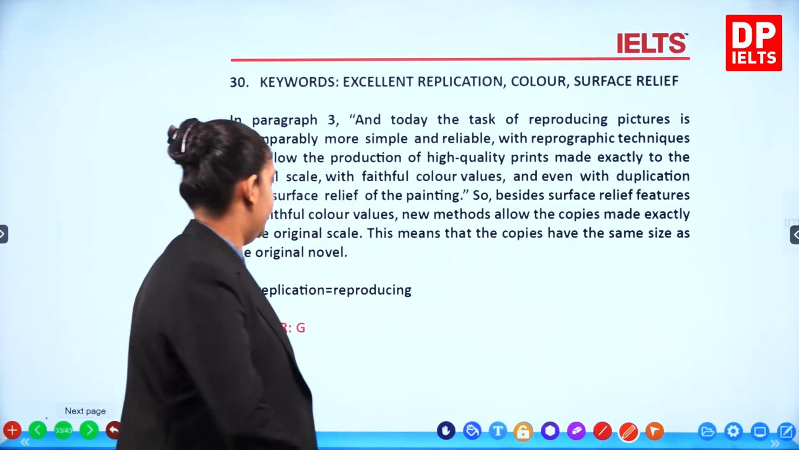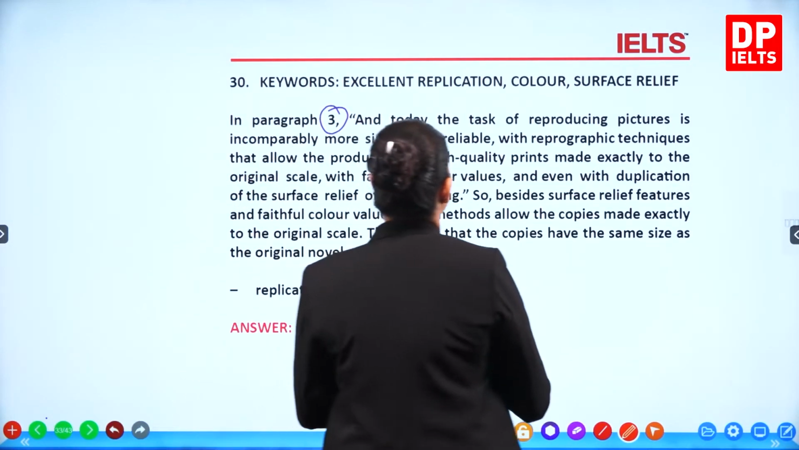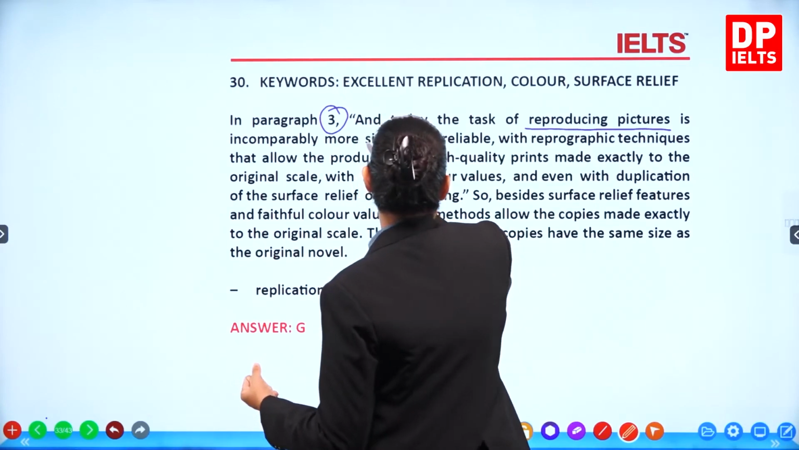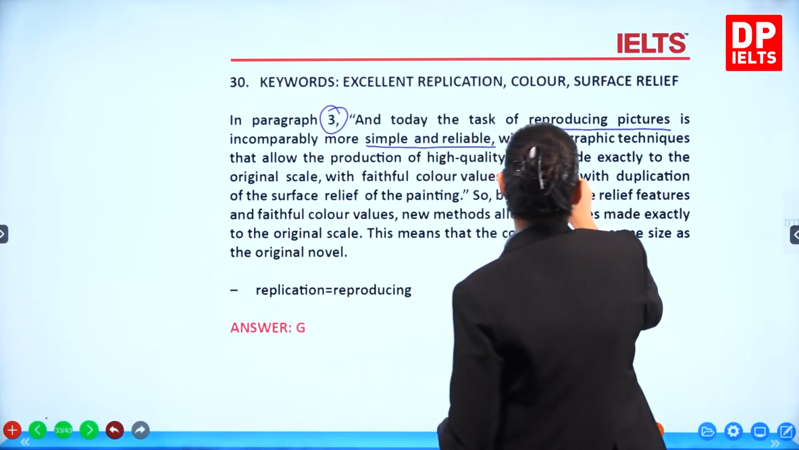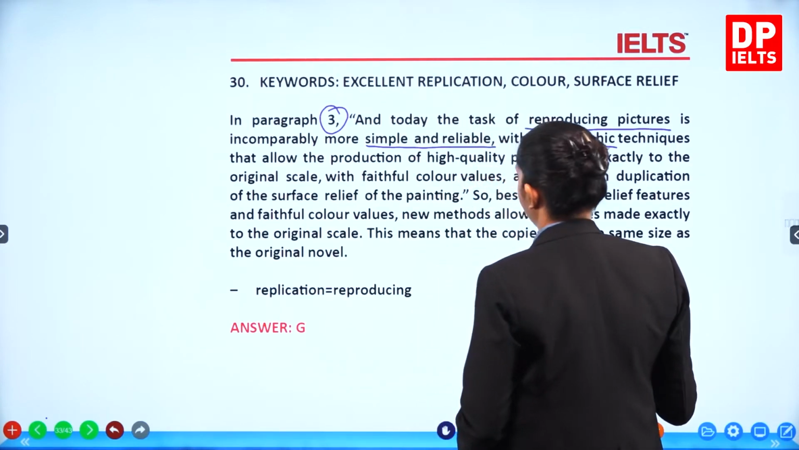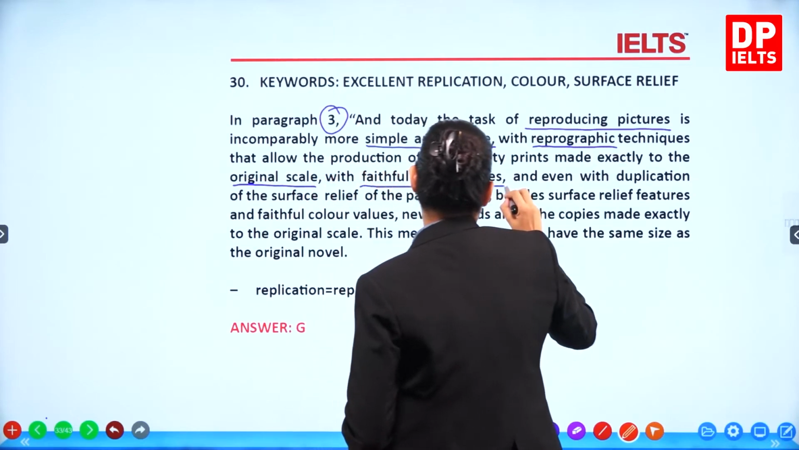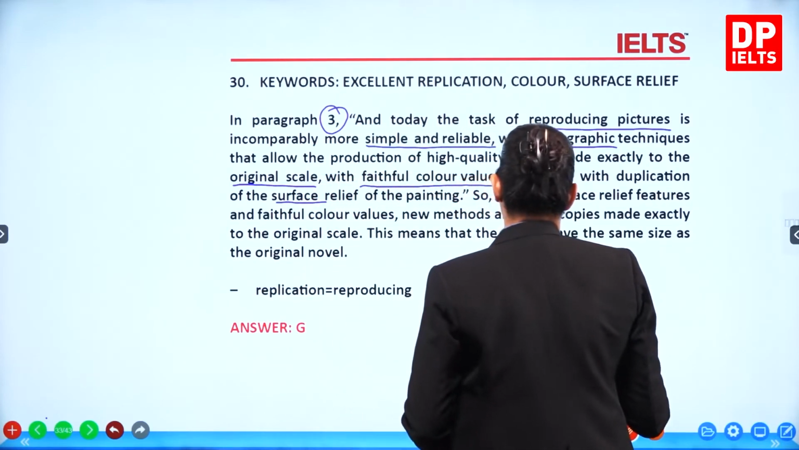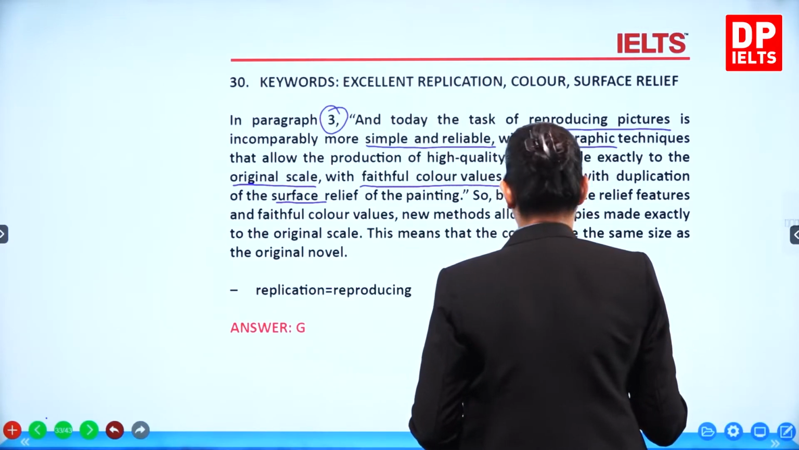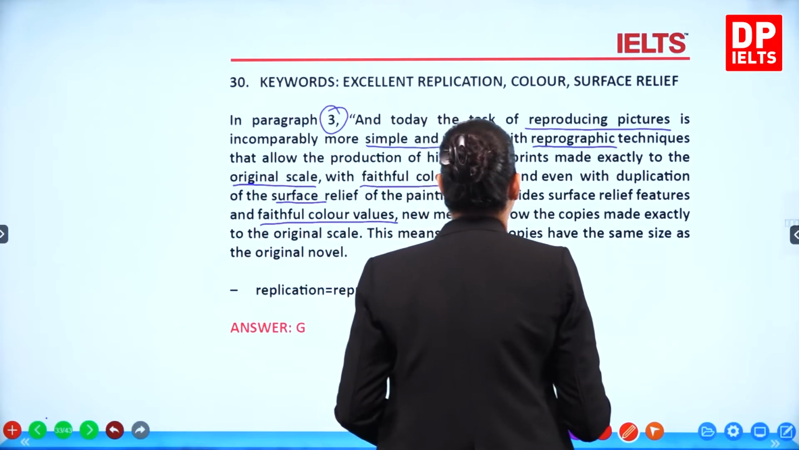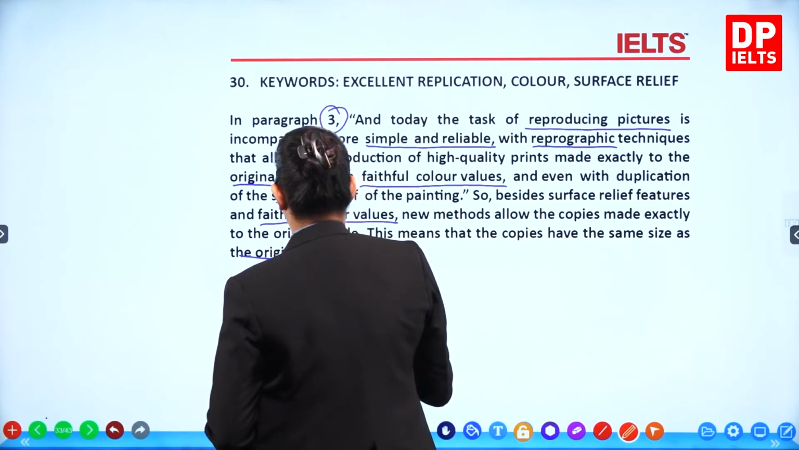So if you go to para 3, it states, and today the task of reproducing pictures is incomparably more simple. It's much more simple and reliable with reprographic techniques that allow the production of high quality prints made exactly to the original scale with faithful color values, and even with duplication of the surface relief on the paintings. So besides surface relief features and faithful color values, new methods allow copies made exactly to the original scale. This means that the copies have the same size as the original, and the answer is G.